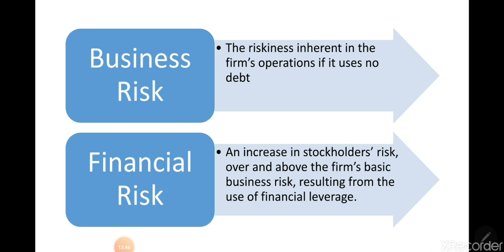Business risk is the riskiness inherent in the firm's operation if it uses no debt. So we have already discussed business risk. Number two, you have financial risk. Financial risk is the increase in stockholders' risk over and above the firm's basic business risk, resulting from the use of financial leverage. So you can differentiate the risk that a business has into two categories. One is business risk and the other is financial risk.